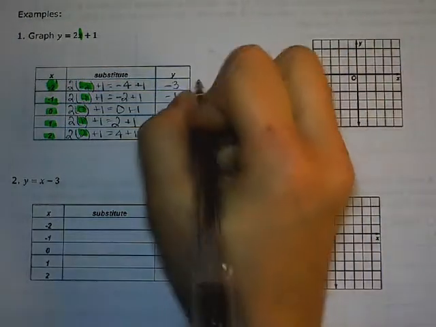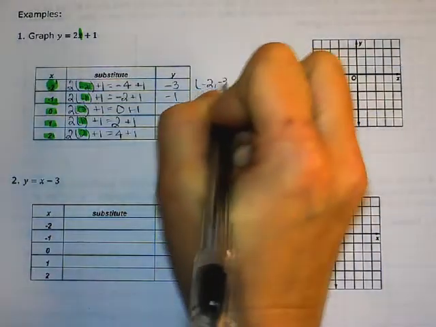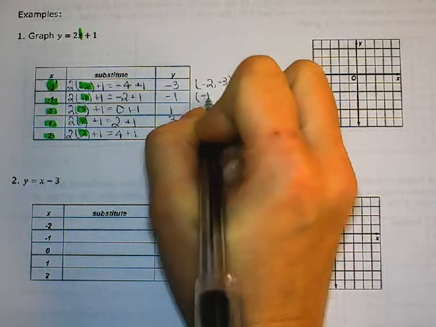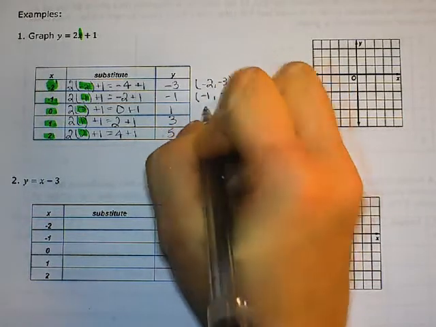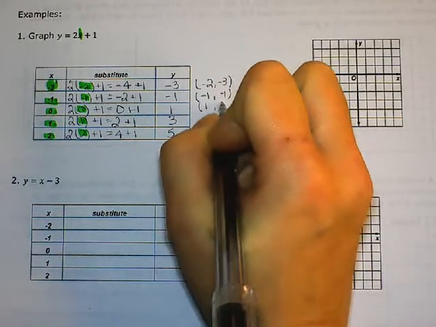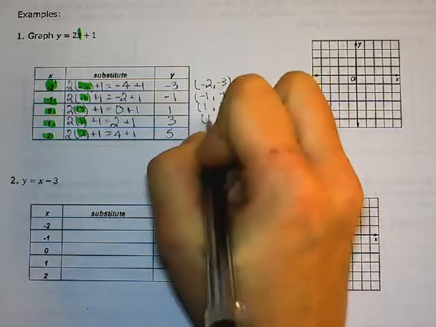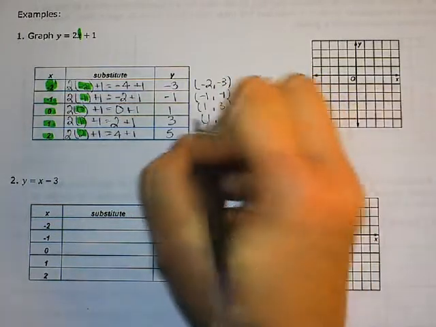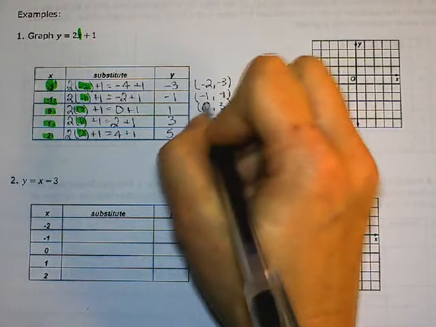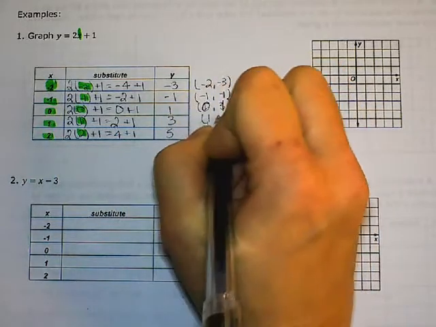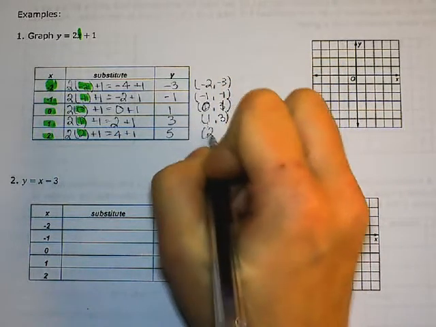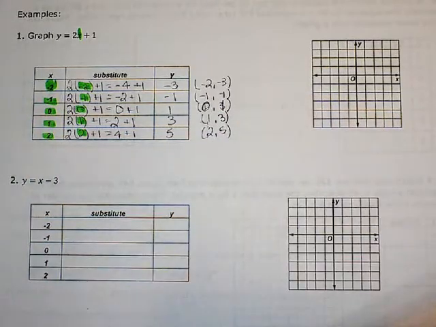We will use these coordinates: negative 2, negative 3; negative 1, negative 1; 0, 1; 1, 3; and 2, 5.